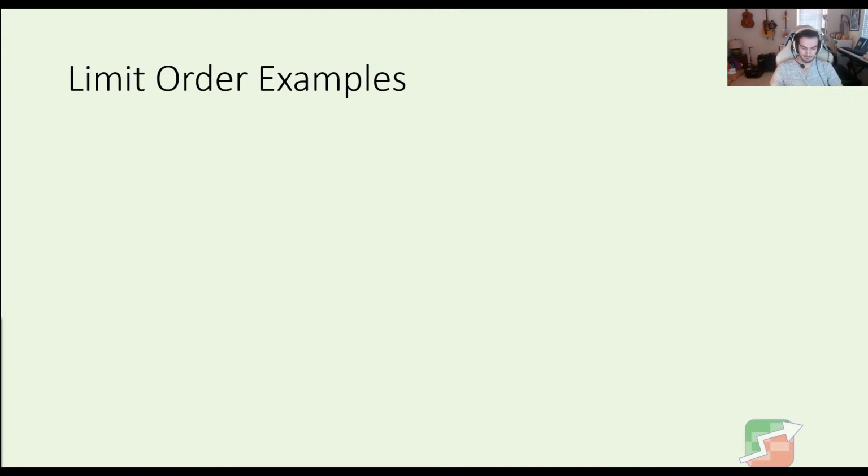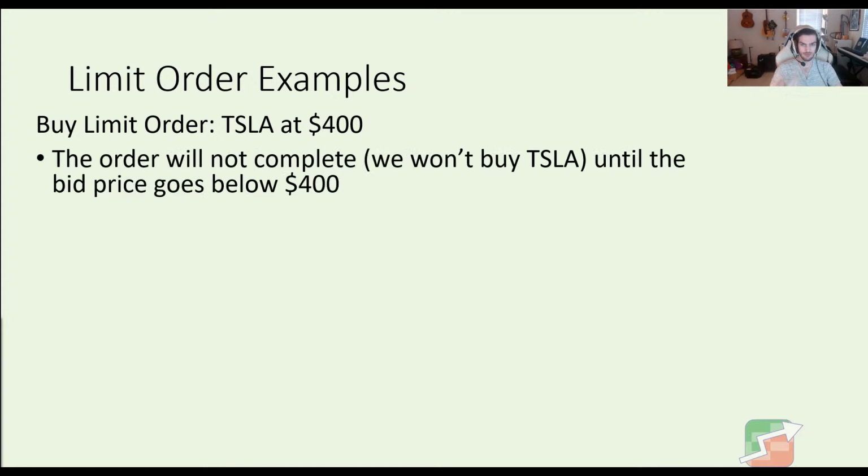Okay, let's get out of theoretical world and let's talk some examples here. I want to set a buy limit order for Tesla at $400. So what does that actually mean? That means that I'm placing a buy order, so I want to buy Tesla, but we won't buy it until the price goes below $400.